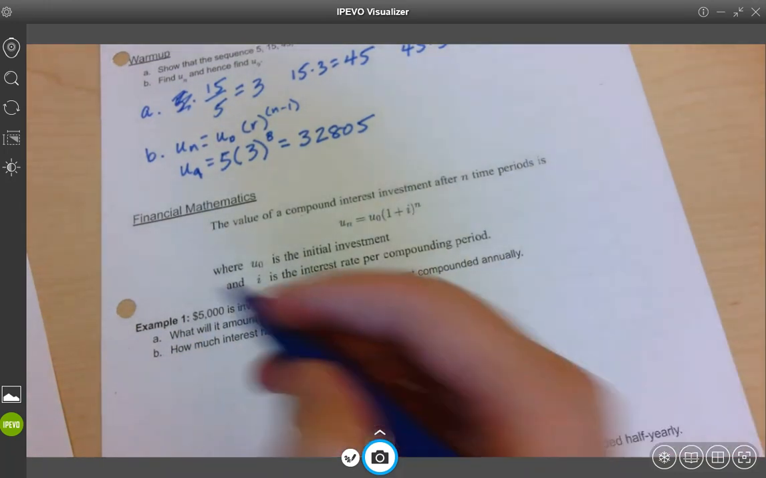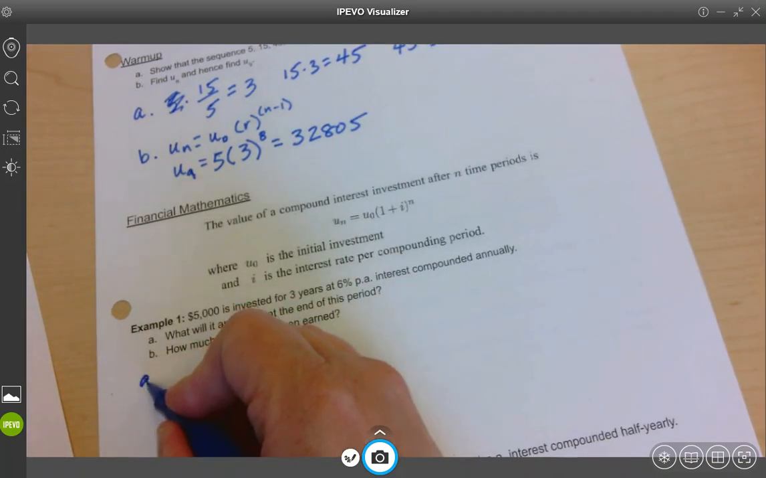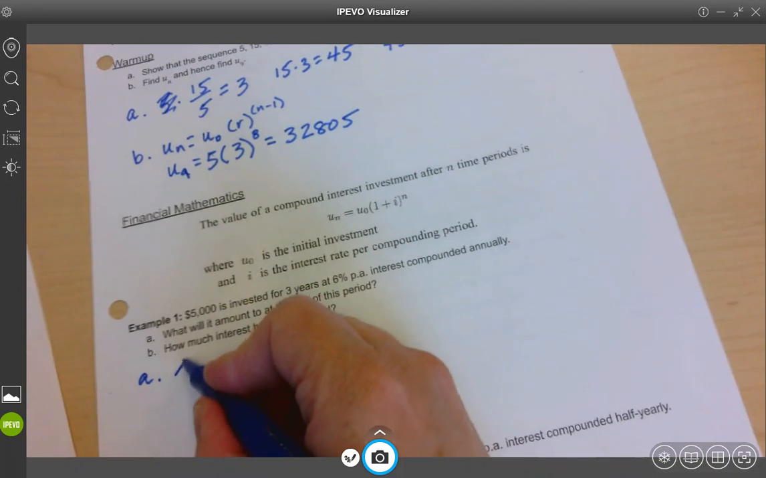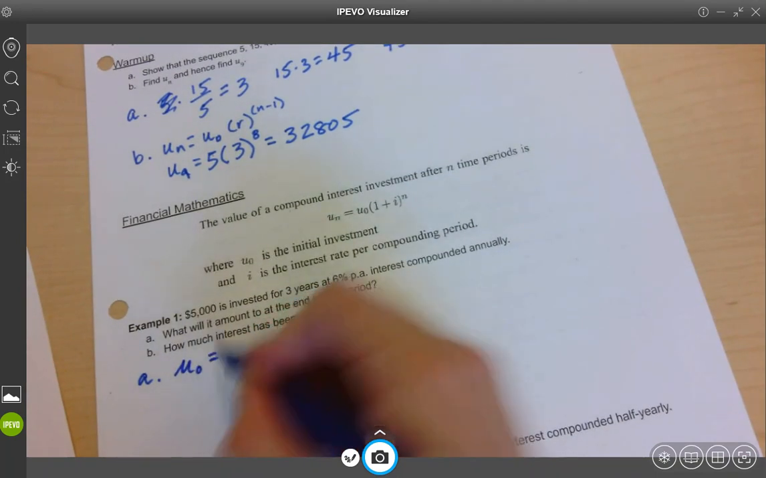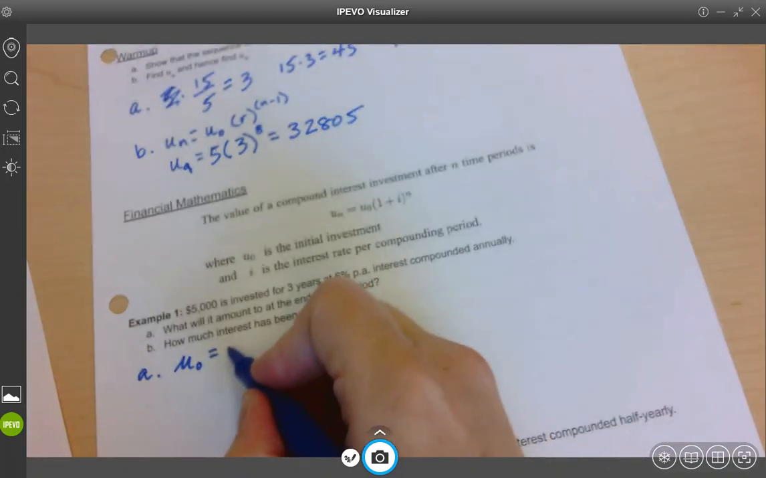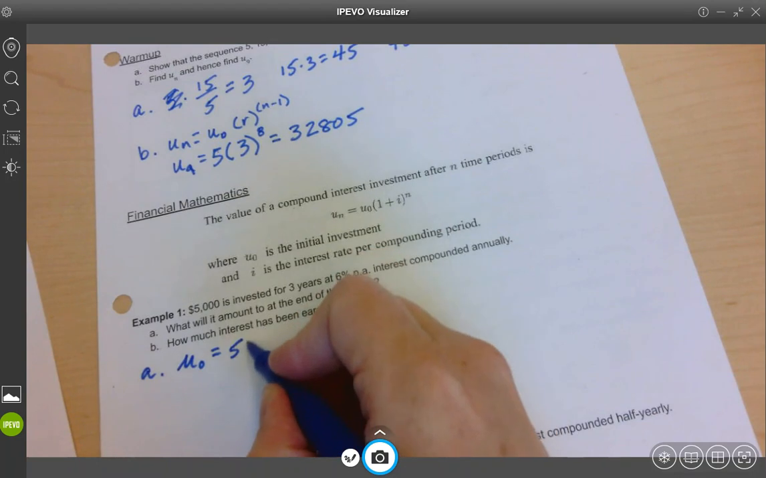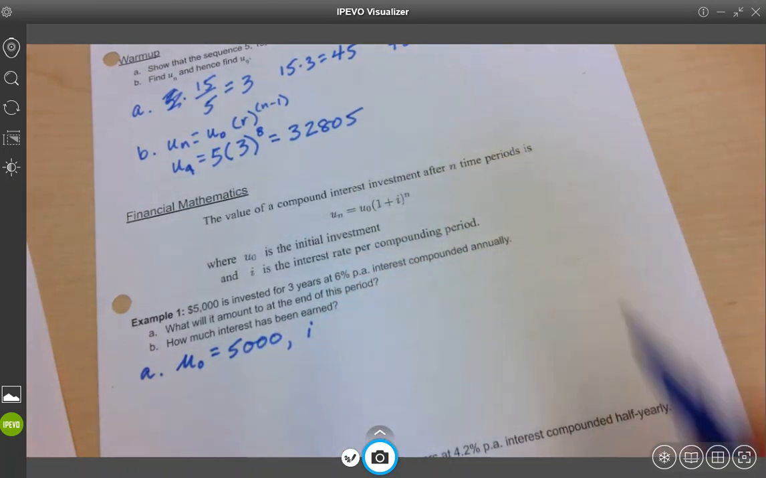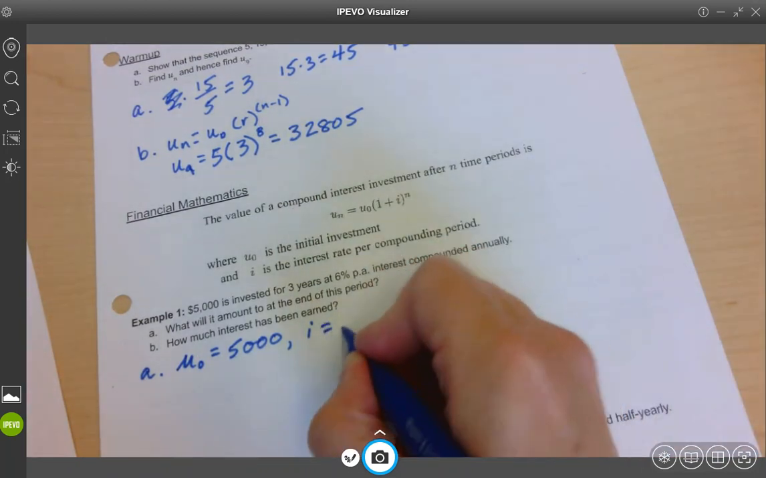So let's start with A. And we're going to be using this formula. So we need to know what is U sub 0. That's your initial investment. How much money was that? 5,000. Good. Okay. The interest at 6%, how do I write that as a decimal? It's 0.06.